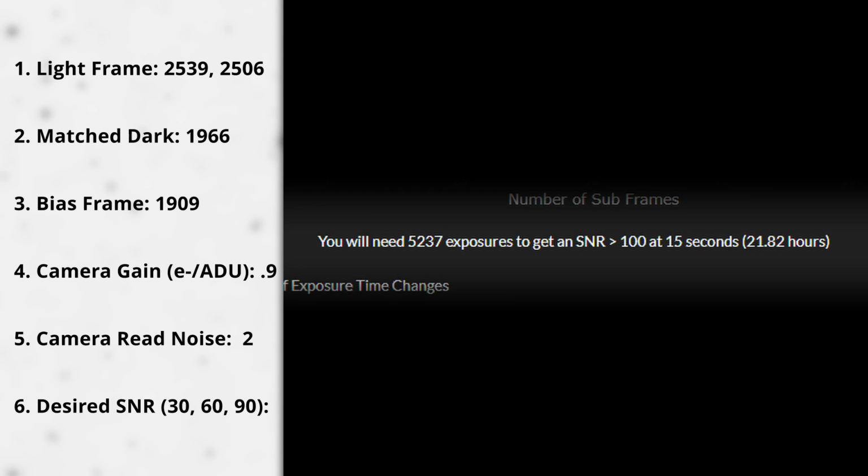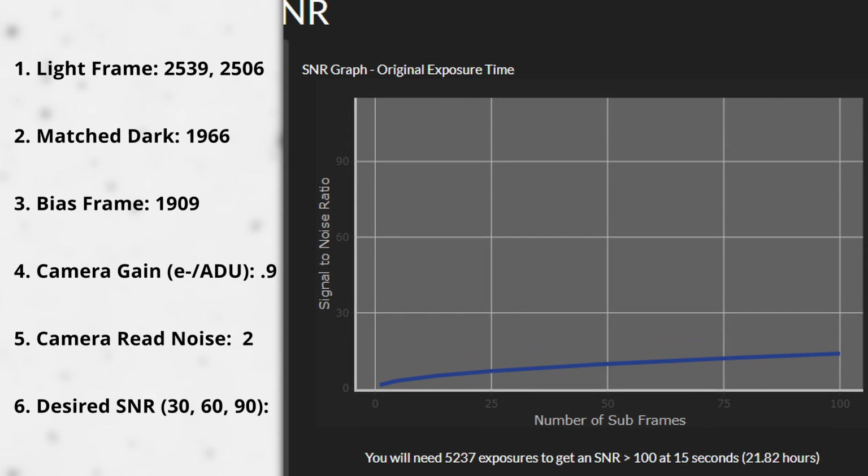It will also convert that into total hours of integration. With the parameters I've set, it looks like I will need 5,237 exposures that are 15 seconds long to get an SNR of 100. That's almost 22 hours. You'll also get a pretty nice looking graph.